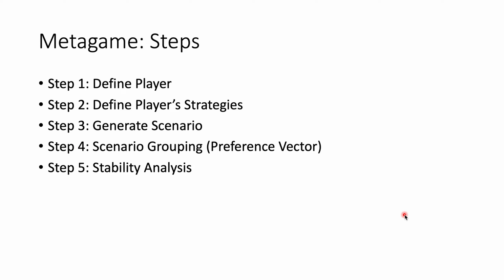In metagame, we have 5 steps. The first step is we define the players. Second step, we define the player strategies. Third step, we generate scenarios. On step 4, we do scenario grouping. And on step 5, we do stability analysis.